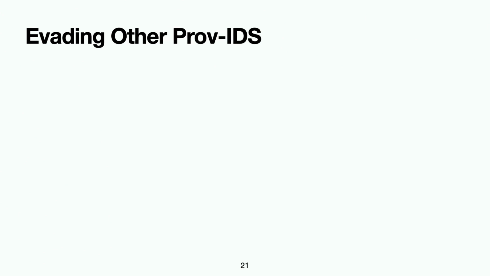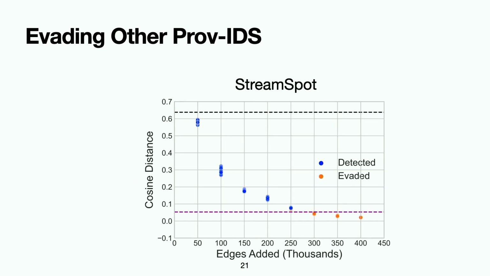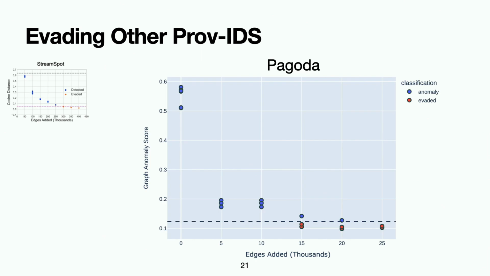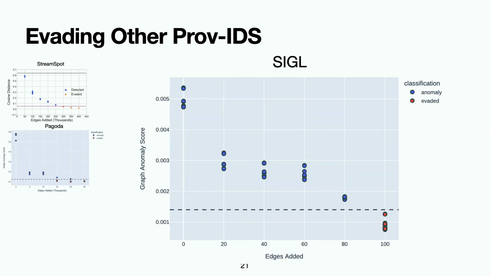We also experimented against some other provenance intrusion detection systems. One of them was StreamSpot, where we see a similar result. Pagoda, where we see another similar result. And Sigil. And so for all of these provenance intrusion detection systems, we see that as we add more edges, more benign substructures to the graph, they're more likely to evade detection.